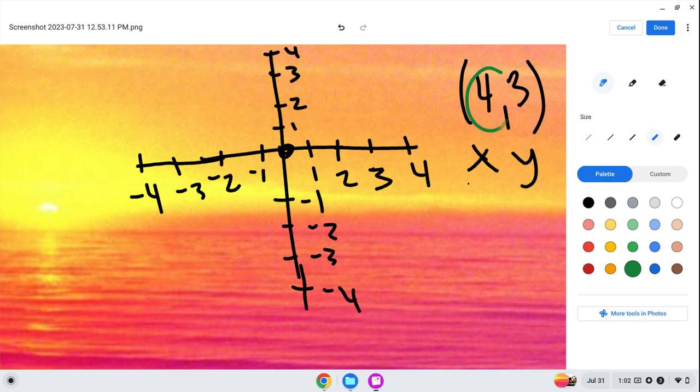So let's start with the x-axis, find 4. I see it right here. And then let's go on the y-axis, find 3. I see it right here. Now, either you can do it in your mind, or if you need to draw it out, draw a connecting line to see where they intersect. And it would be right up, sorry, that's a little messy.